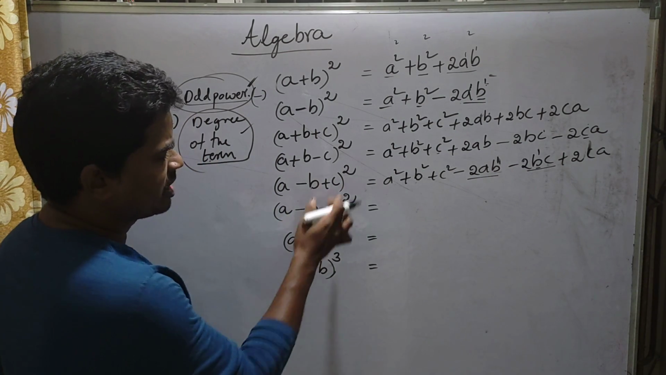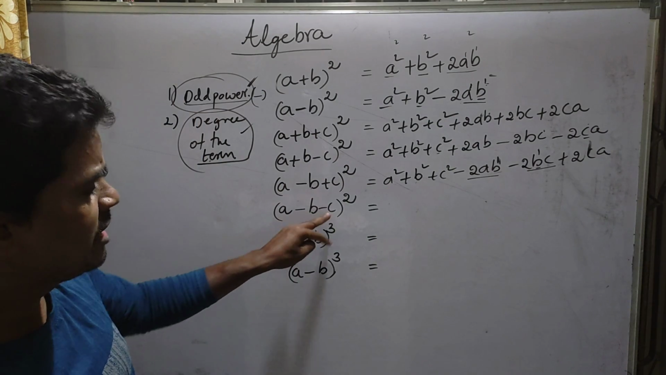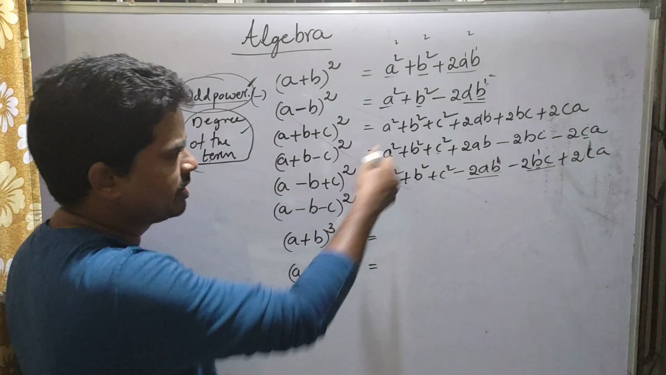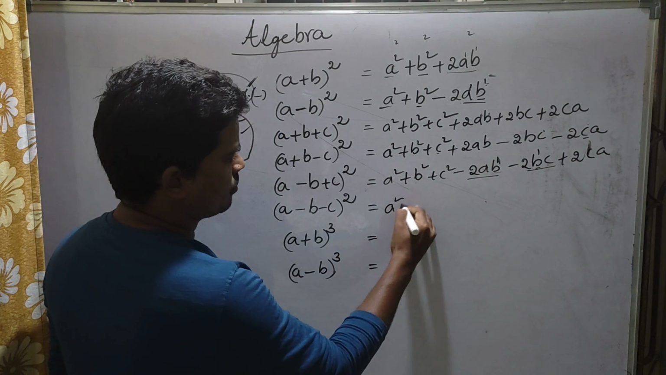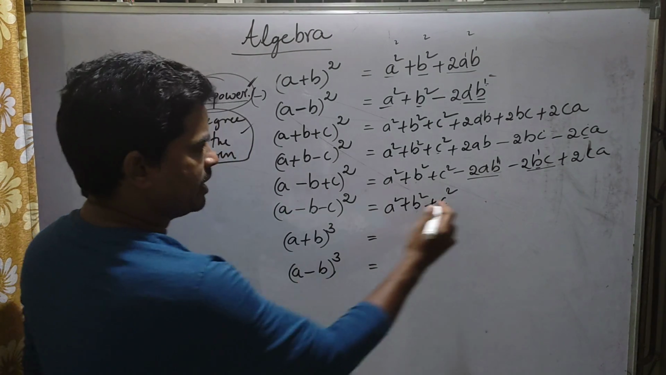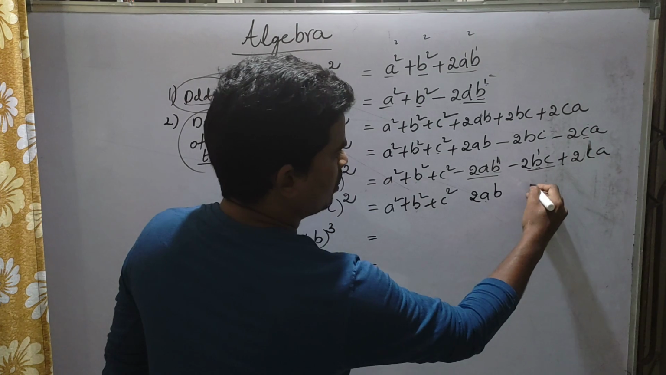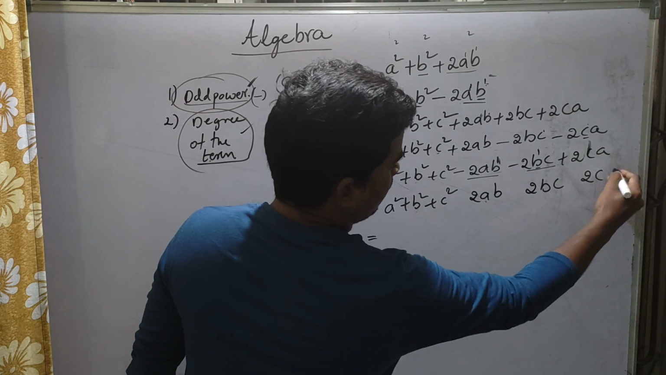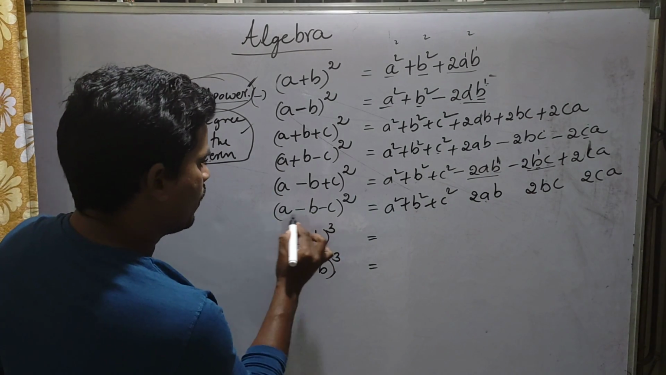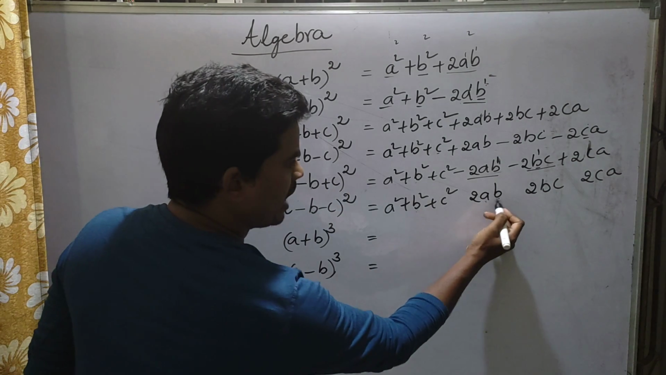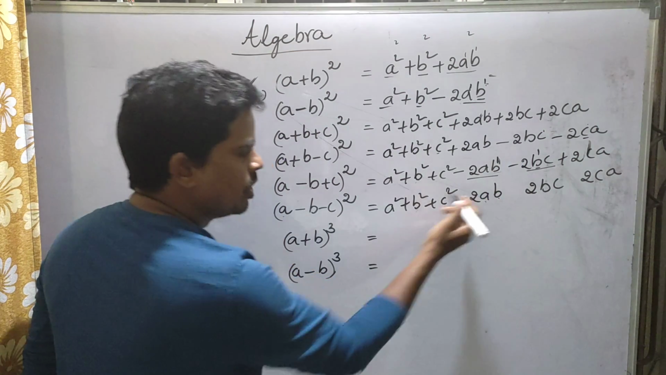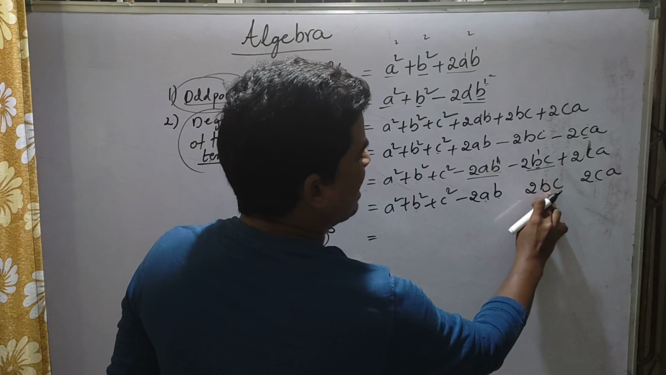Next, (a - b - c) whole square. Here, b and c both have the negatives. So it is a little bit different from the above formula. Just watch it. a square plus b square plus c square, then 2ab, 2bc, 2ca. These are the terms. For 2ab, b has negative and a is positive only, so here it is minus. b has the odd power, so it is minus.